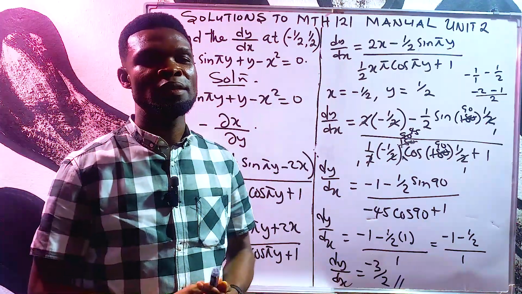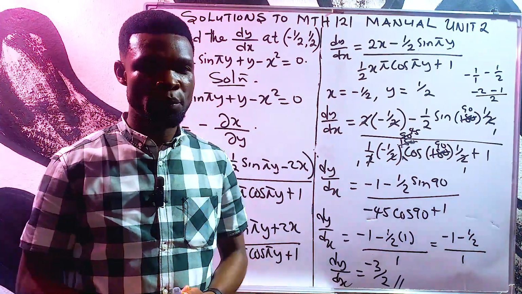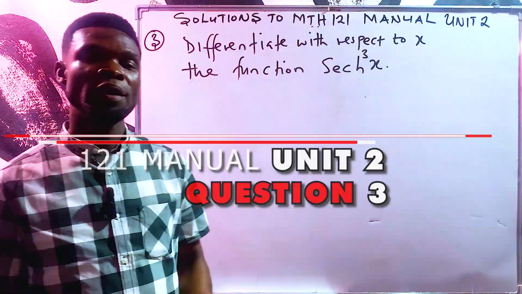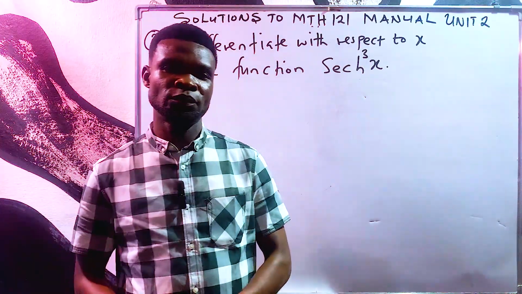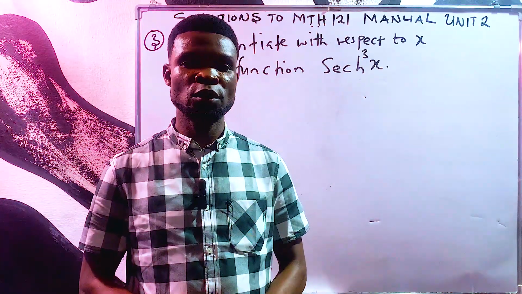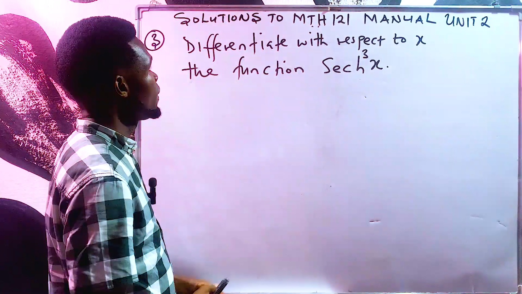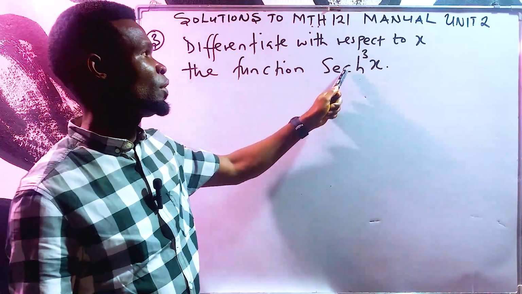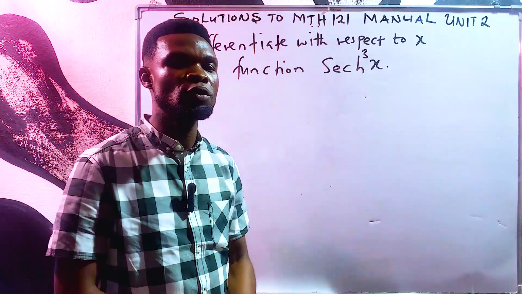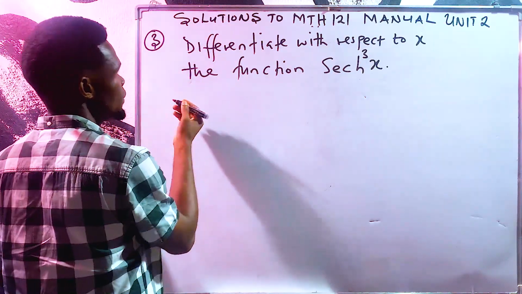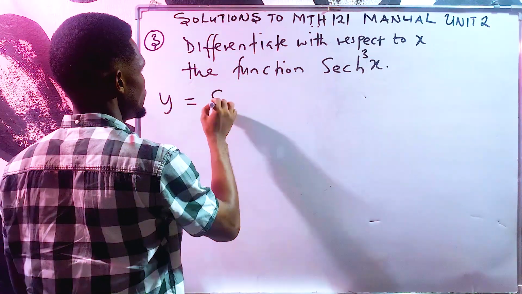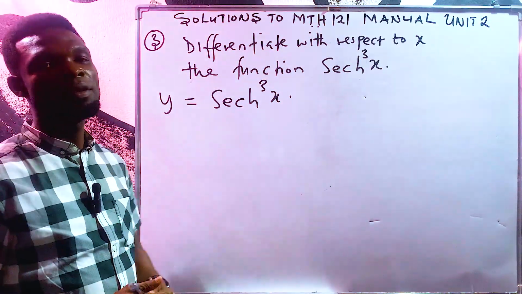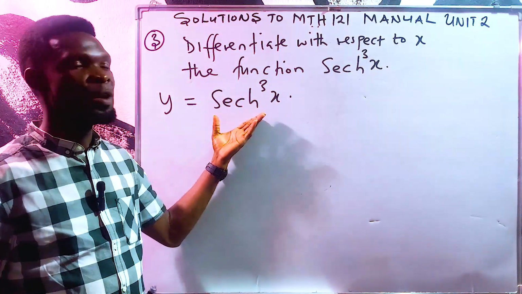Let's look at the number 3 problem in this solution manual. So this is the third question in unit 2 of the mathematics manual. The question says differentiate with respect to x the function sec cube x. However, that is to say that y is equals to sec cube x. How do you differentiate this? You will use chain rule to solve this.